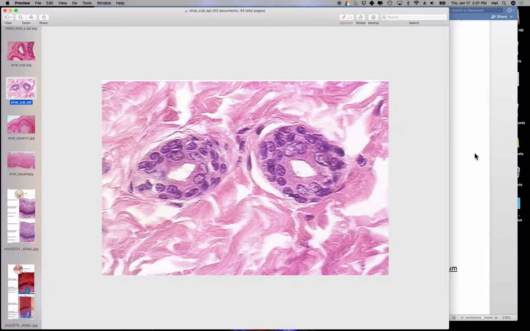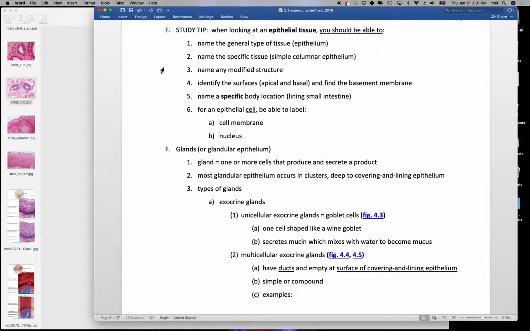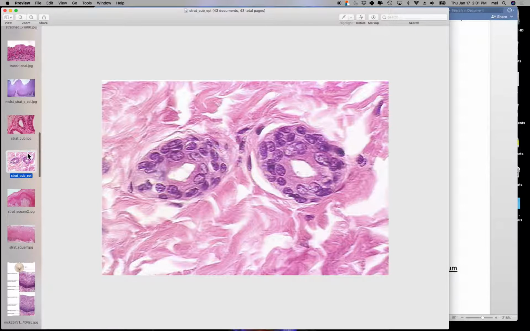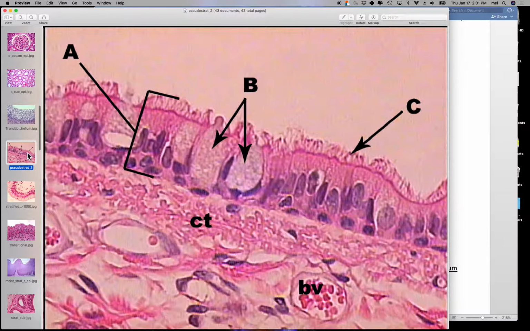And there are other reasonable questions to ask, and that is, is there any modified structure? For instance, what's that? That's a lumen. What is C? That's cilia. What's B? Goblet cell, right? Any modified structure is fair game. Anything that you ever learned the name of is fair game, right?